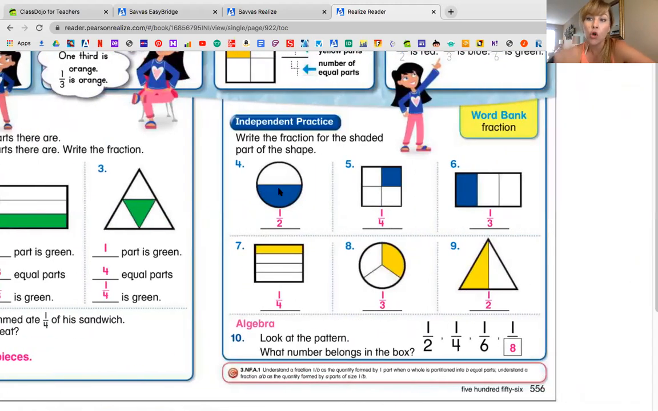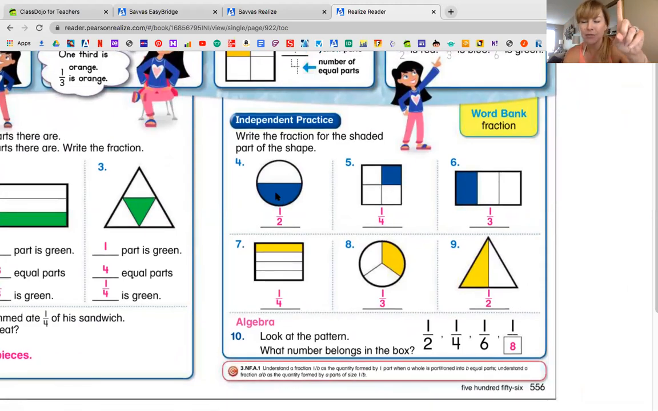All right, we have a circle. There's two parts. It's broken into halves. So of the circle, one of the two pieces is blue. I have two pieces. One of the two pieces is blue. So that's 1/2, okay? Square, one of all the four pieces is blue. So one of the four is blue.